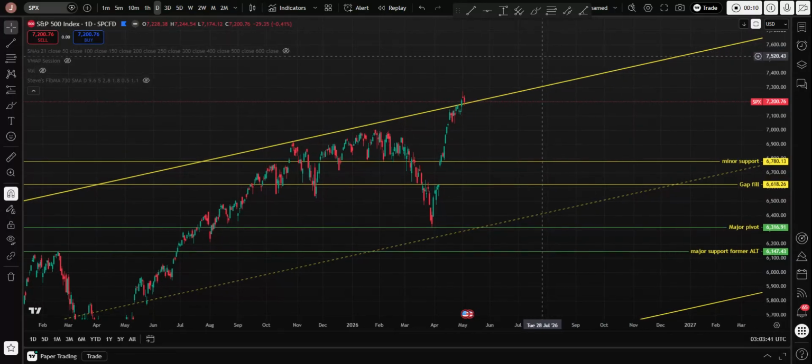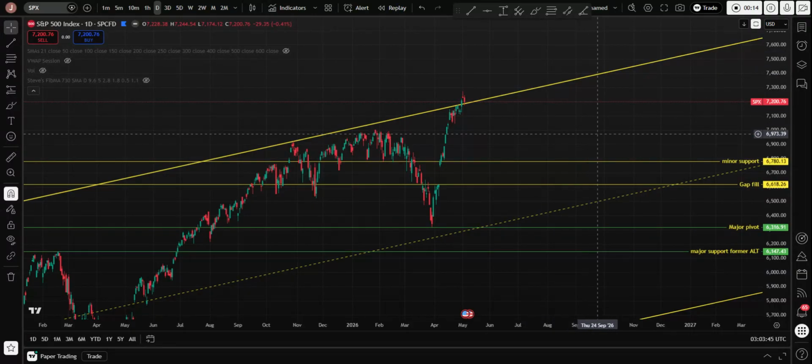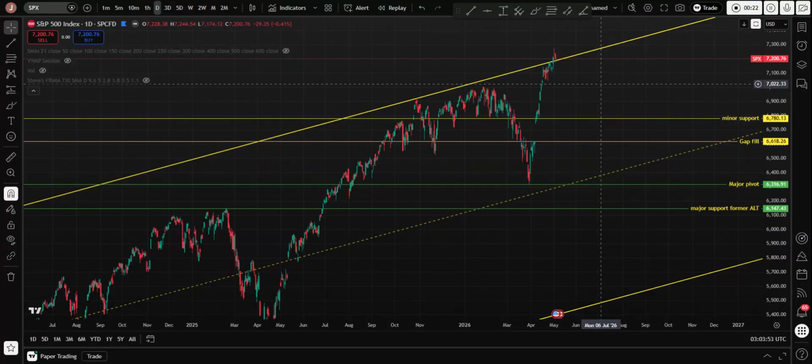So, first of all, we're looking at the simple name SPX, which is the S&P 500. I'm currently short. I have about 4% of my portfolio, and I'm shorting it through the ETF, the SPY, the Spiders ETF. So, let's dive right into the chart, right?